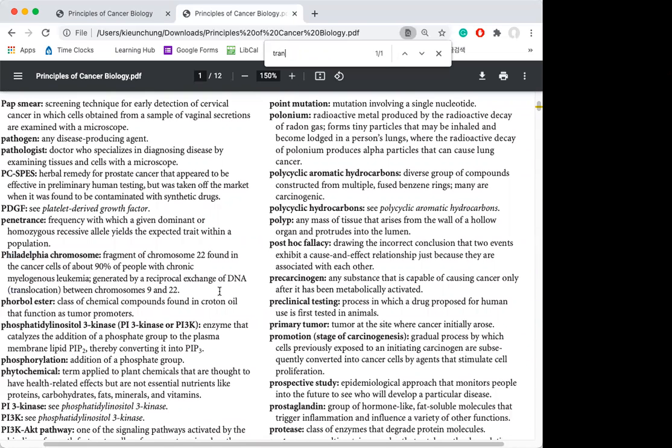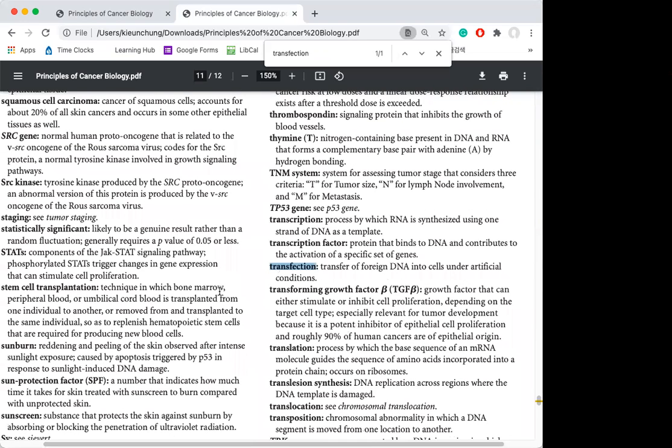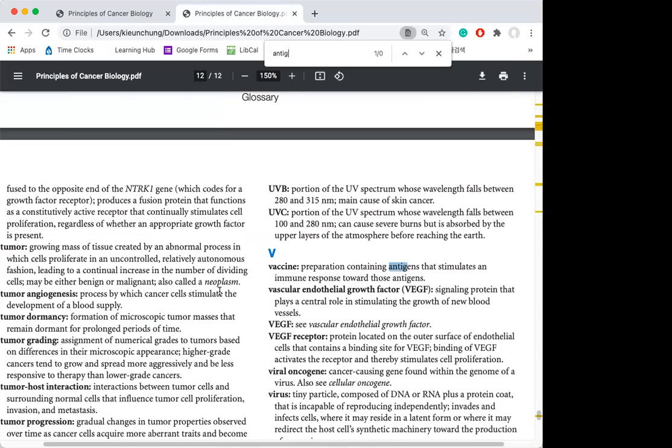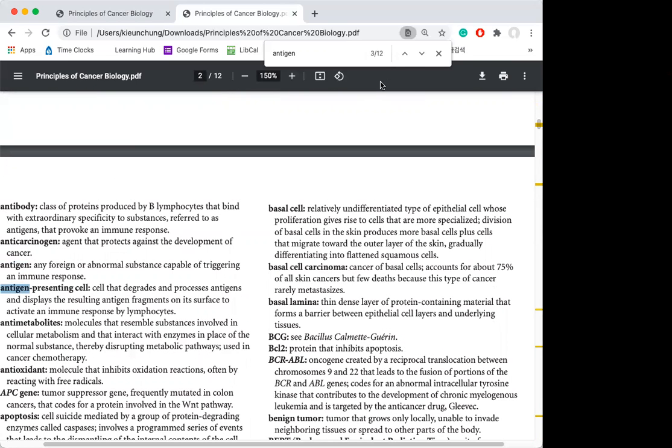Transfection. Transfer of foreign DNA into cells under artificial conditions. Antigen. Any foreign or abnormal substance capable of triggering an immune response. Antigen-presenting cell. Cell that degrades and processes antigen and displays the resulting antigen fragments on its surface to activate an immune response by lymphocytes.